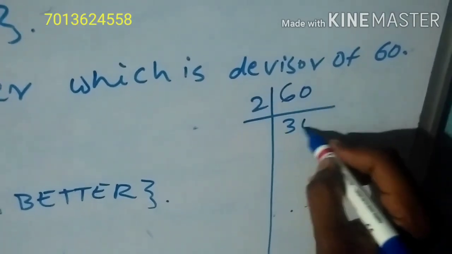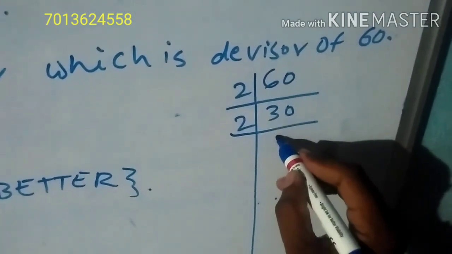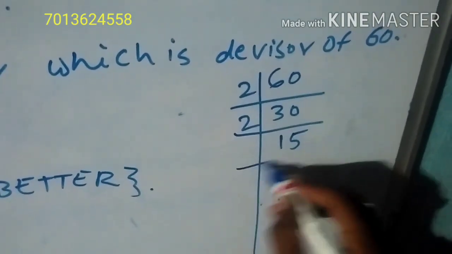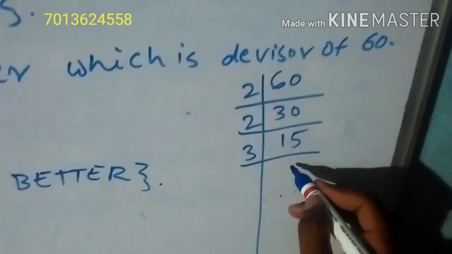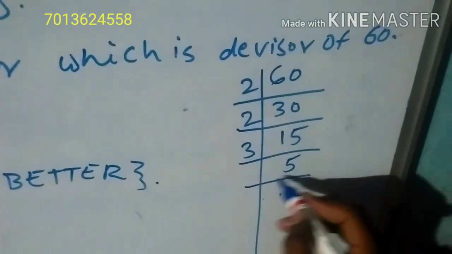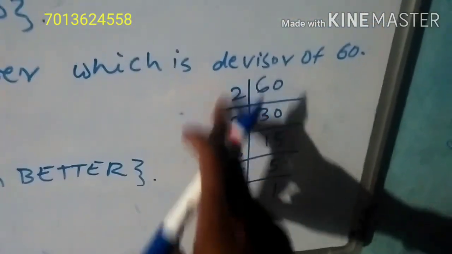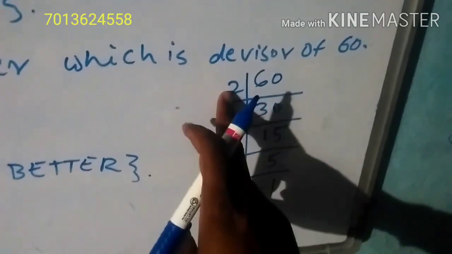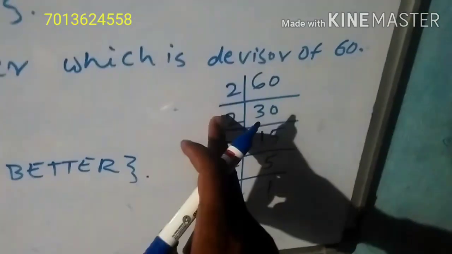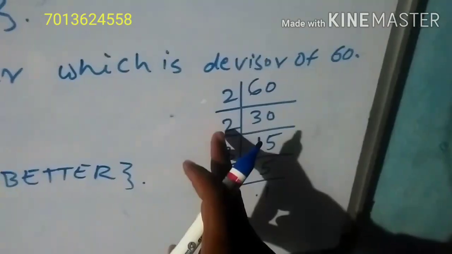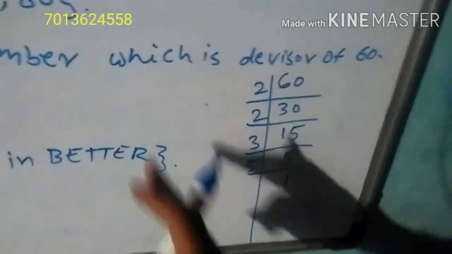2 3s are 6, 0. Next 2 1s are 2, 2 5s are 10. Next 3 table, 1 plus 5 is 6. So 3 5s are 15. Next 5 1s are 5. So here prime divisors are 2, 3, 5. Here 2 repeated 2 times, so we have to take only one 2. So 2, 3, 5. 2, 3, 5 are the prime numbers.